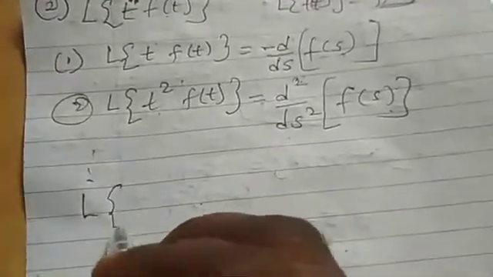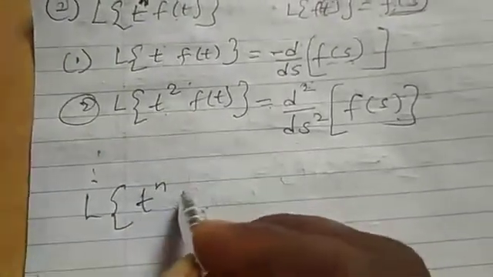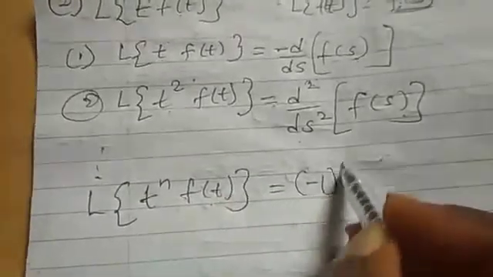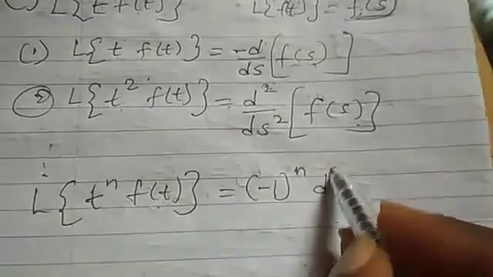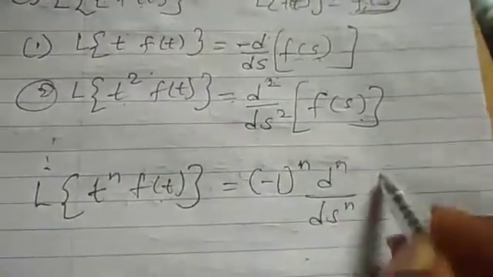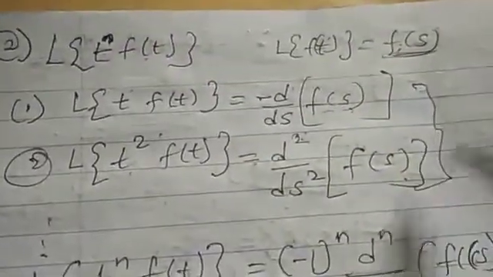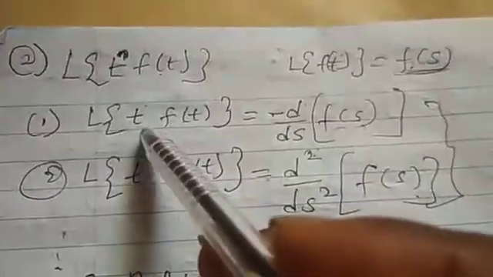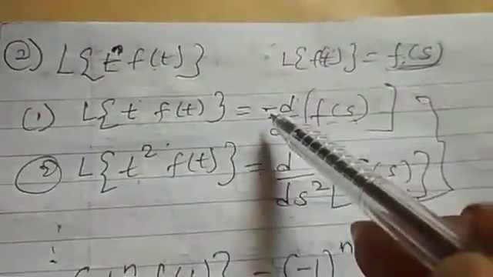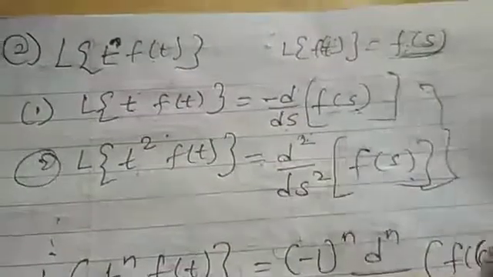So generally we can have it like this: t raised to power n f of t. When you have it like this, generally we have minus 1 raised to power n, d n ds raised to power n of F of s. So we may not bother you on this, but you must take note of these two. When you are multiplying by t, it is minus the differentiation of that function.